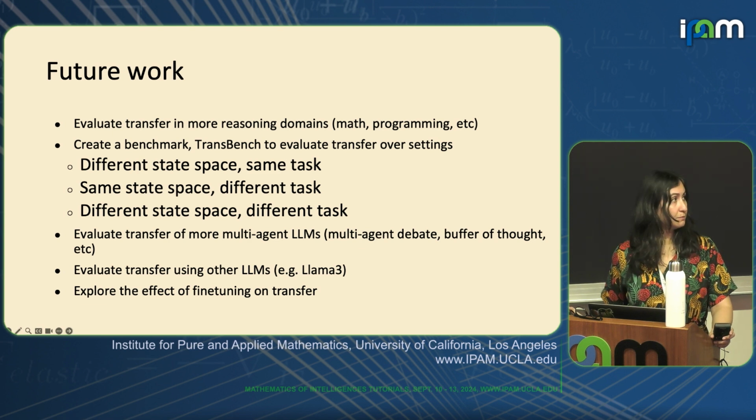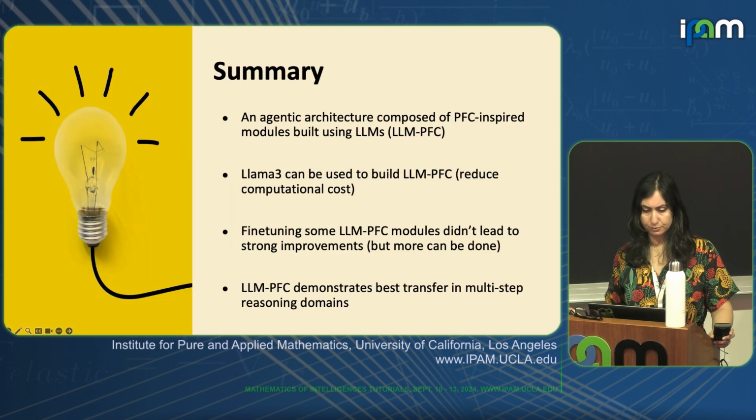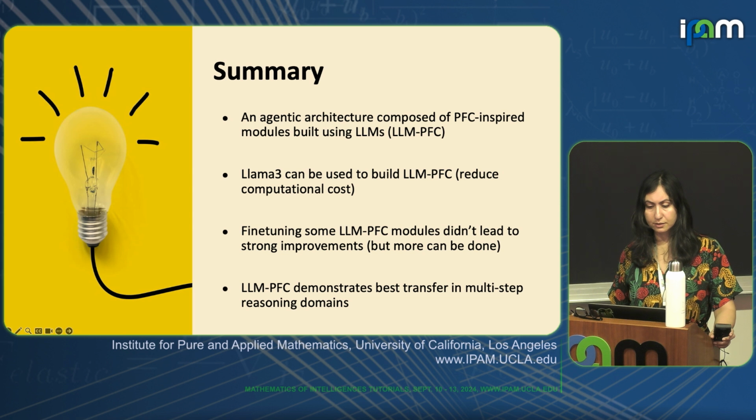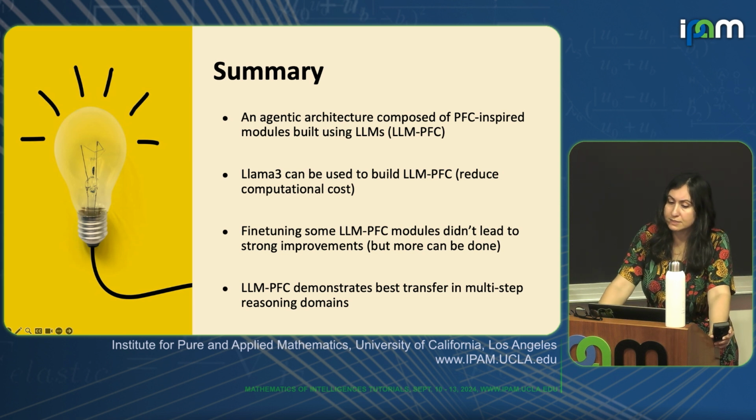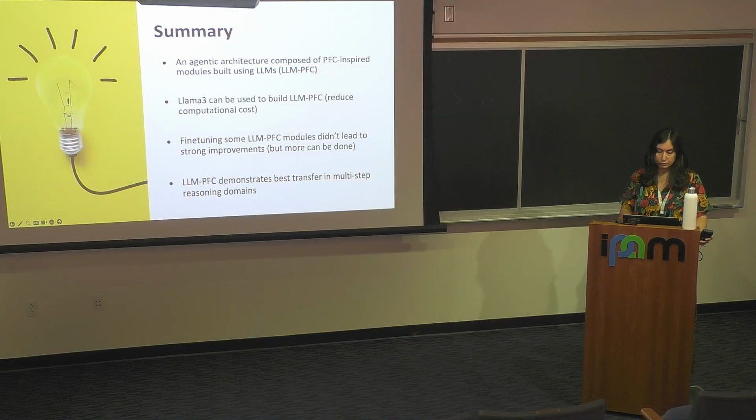So, interim summary, and I think I have time to show you that last thing that I wanted to show you too. An agentic architecture composed of prefrontal cortex inspired modules using LLMs, which can also work with Llama 3, demonstrates better planning and transfer, and fine-tuning didn't help as much. So if there are questions, you can ask, or I can show you that last thing that I wanted to show you.